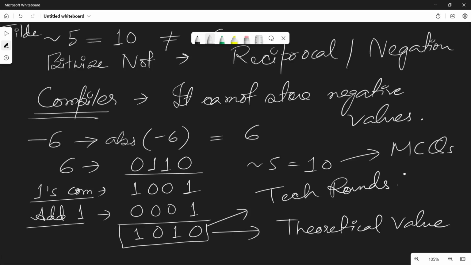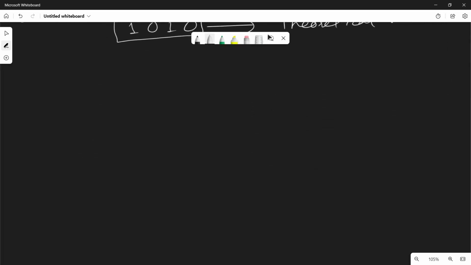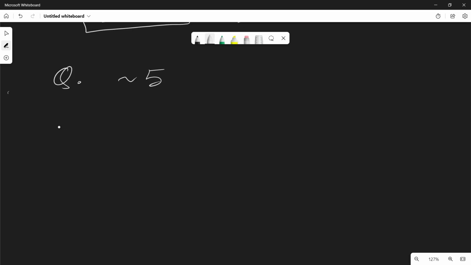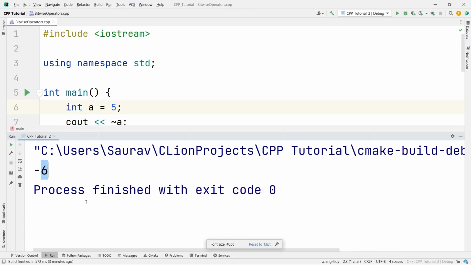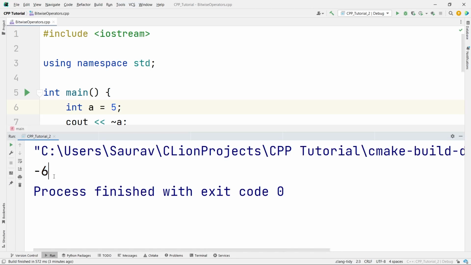Okay? In MCQ round, you will get it something like this. Let us go again here and try to understand this. Suppose I'm giving you a simple question like this. Say I'm giving not of 5 and the options: A equal to 11, B equal to 6, C is equal to 5 and D is equal to minus 6. So you will go to the editor. Here you can see in the console we got the answer as minus 6, right?